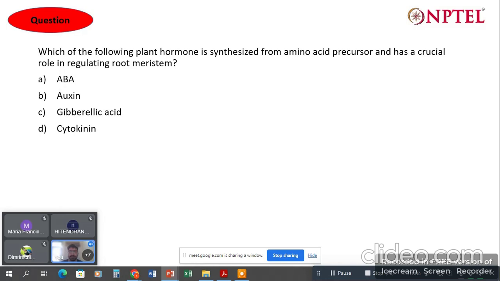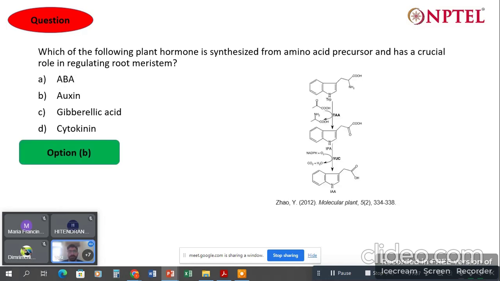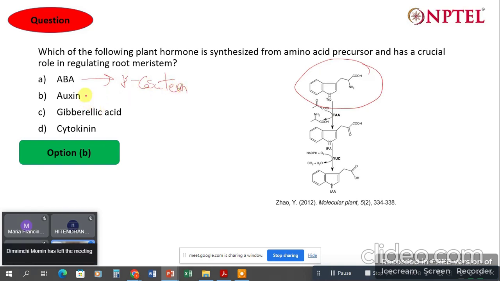Yes, the answer is auxin, and it is formed from tryptophan, an aromatic amino acid. ABA is formed from beta carotene, and gibberellic acid is formed from terpenoids. The basic precursor of gibberellic acid is geranyl, and cytokinin is formed from ATP, so it is a form of nucleotide.